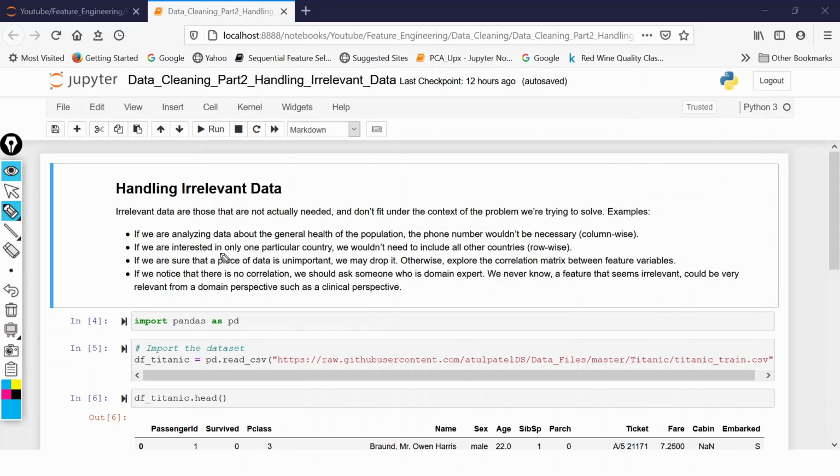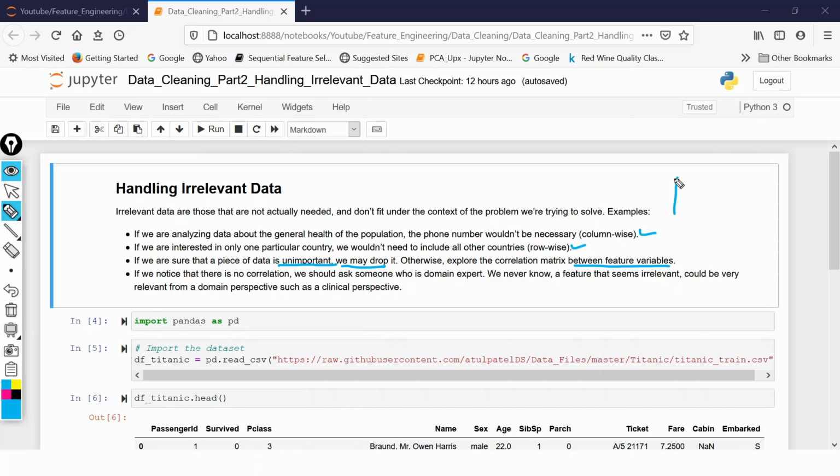If we are interested in only one particular country, we wouldn't need to include all other countries, as we discussed during our HR related problem, where we removed all other regions except UK. The same thing is described here. If we are sure that a piece of the data is unimportant, we may drop it. Otherwise, explore the correlation matrix between the feature variables.